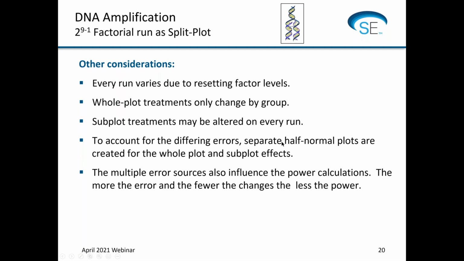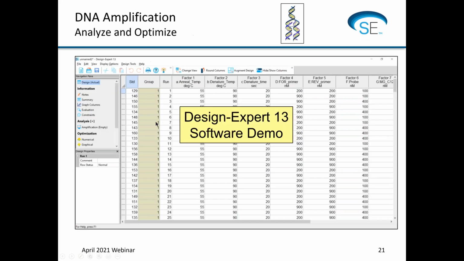Now this is a two-level factorial. If we want to use half normal plots or really any other tool, we have to account for the fact that they're from two distributions. The whole plot factors are from a normal distribution with larger error, and the subplot factors are from a normal distribution with smaller error. So we'll have to take that into account when we do the analysis, just like we took that into account when we did the power calculations. Okay, so let's go through and see how to analyze this. Let me switch back to Design Expert.